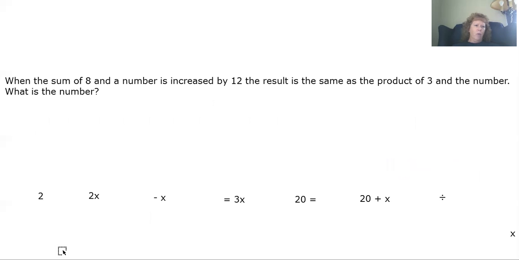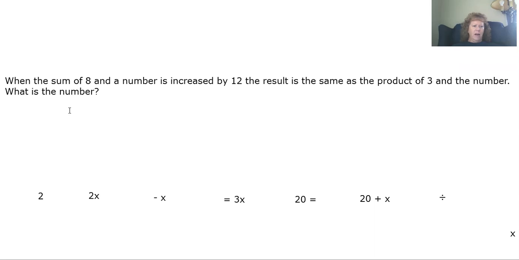Here we have: when the sum of 8 and a number is increased by 12, the result is the same as the product of 3 and a number. That's way too much information. So let's take this just a piece at a time.